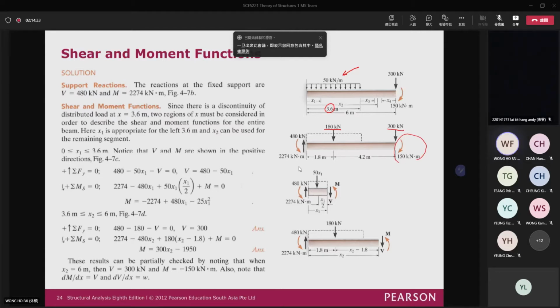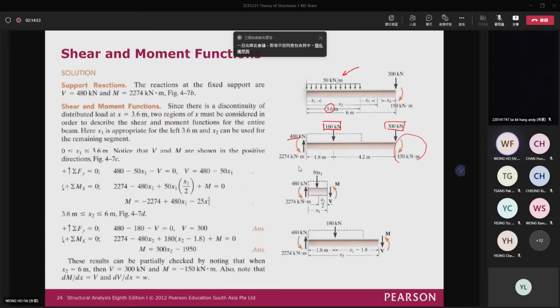Consider the equilibrium when it is going downward. You can see that the total downward load is equal to 180 kN plus 300 kN. So totally it is 480 kN. Then on the support side, you have to have the support reaction 480 kN pointing upward.